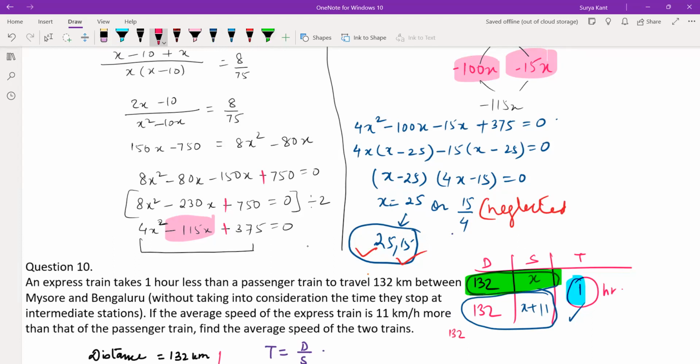The 132 divided by x, we are writing in time form, minus 132 divided by x plus 11 is equal to 1, because the difference between both the train timings should be 1. That only I have written here. After this you can solve and get the value of x.